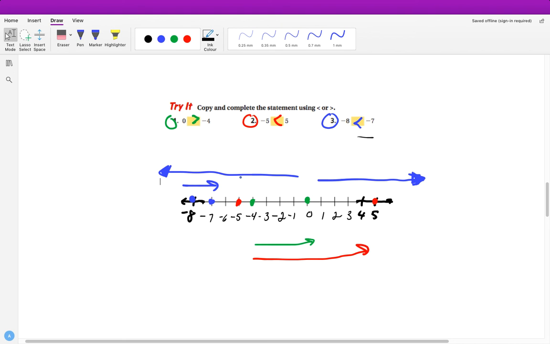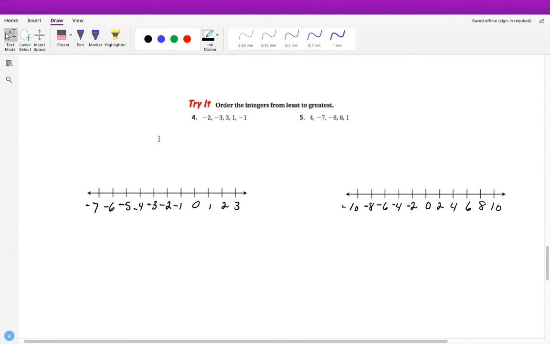All right, but you can always just plot them on a number line to try and help you out if you're not sure. So I'm just going to do this kind of quickly. I'll do number 4 on this one here. It says list them from least to greatest. So we have to rewrite these numbers going from the least to the greatest. So I'm just going to plot them all.